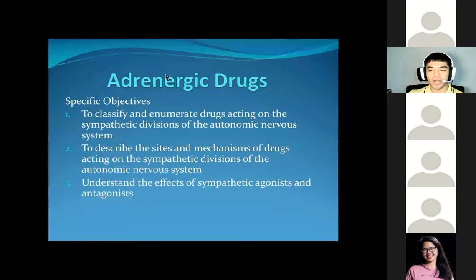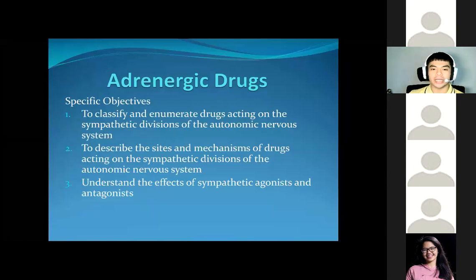So, the second part of our lecture talks about adrenergic drugs. First stop, what's the importance of reviewing this? Actually, review na lang siya because you had this in Pharmacology 1. Mind you that karamihan sa mga gamot na ginagamit for cardiovascular diseases ay adrenergic agents. Kaya importanteng maintindihan nyo ito ulit.